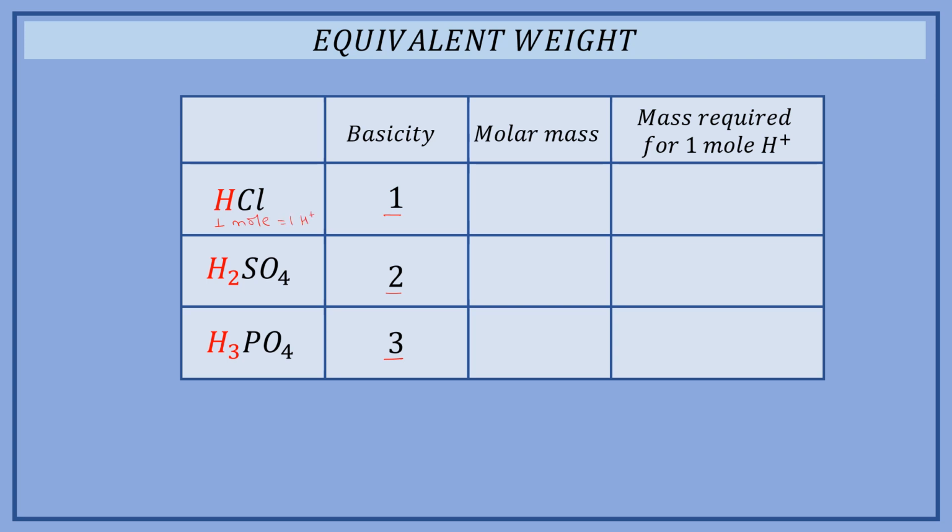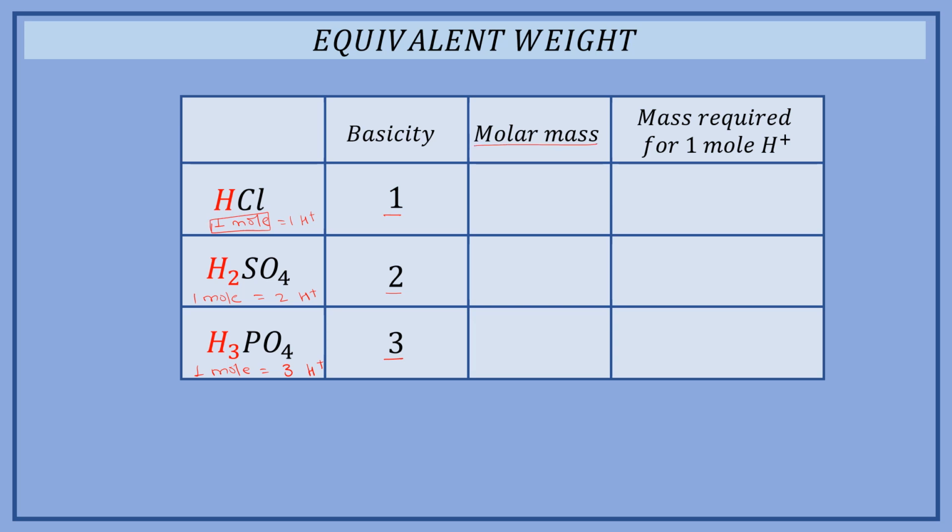So if we convert the mass of 1 mole of the respective acid, it will give us the molar mass. So 1 mole of HCl will be equal to 36.5 gram. For H2SO4 it will be 98 gram, and for H3PO4 as well it will be 98 gram.